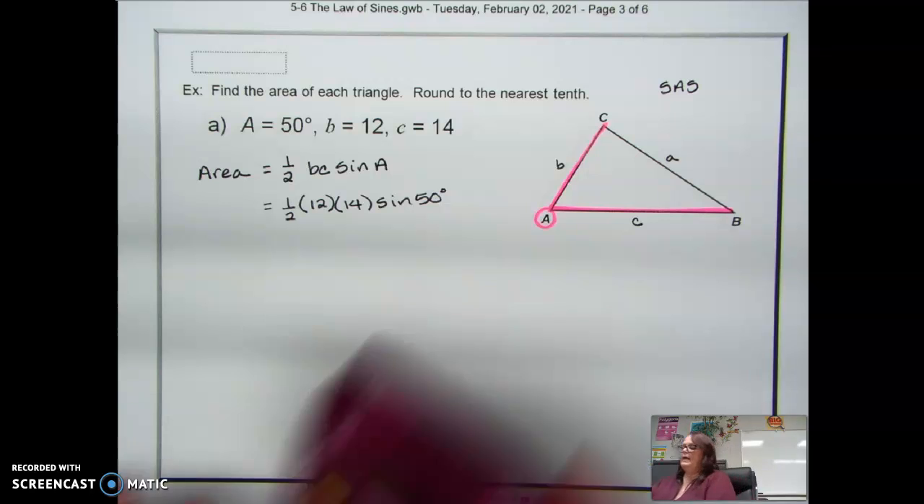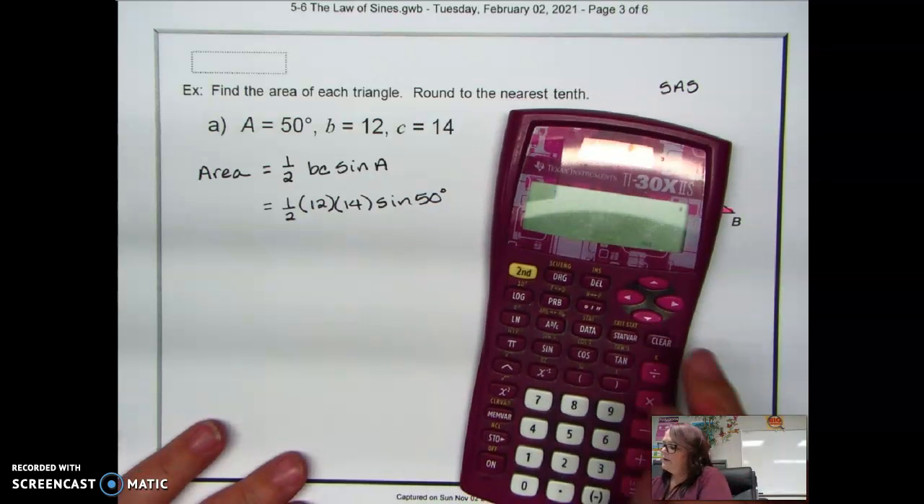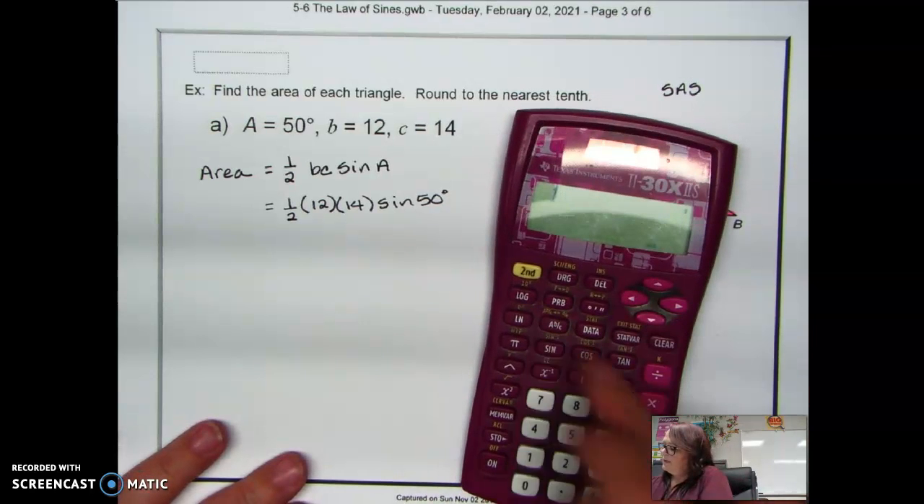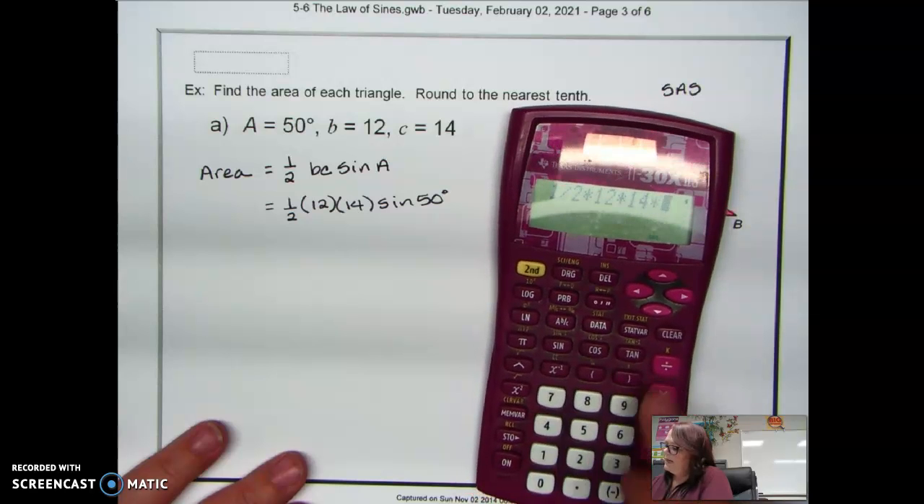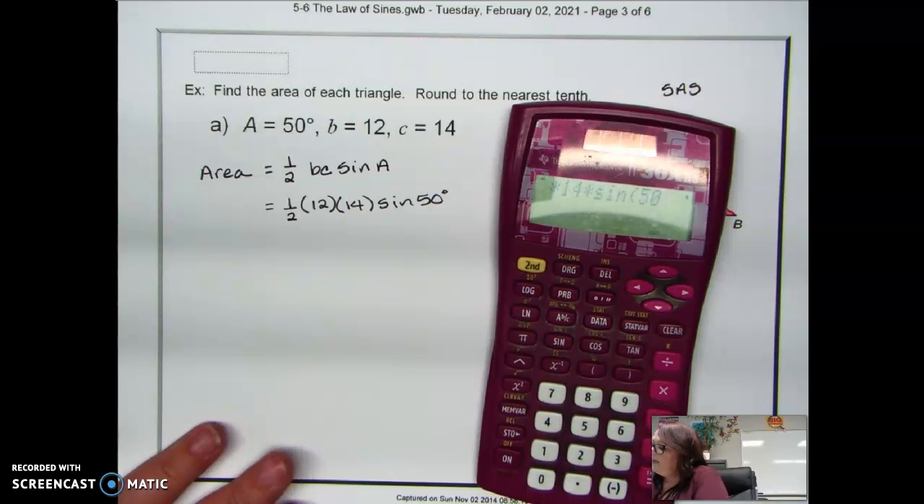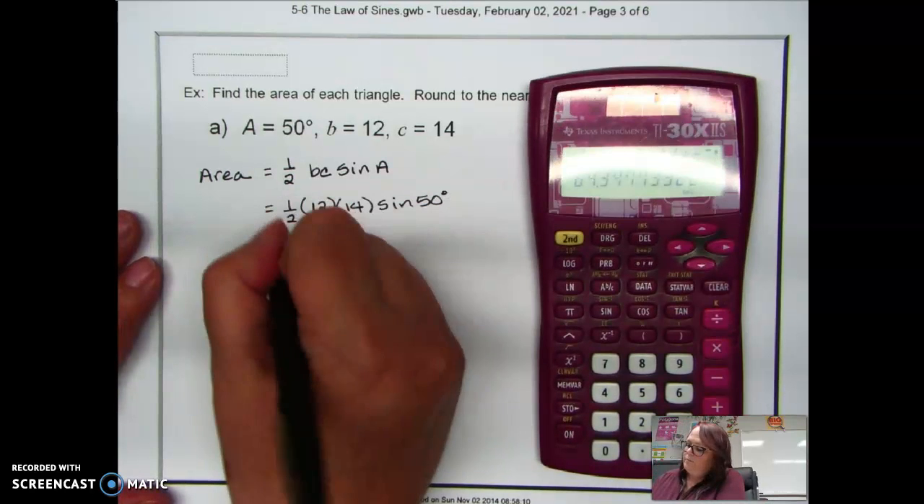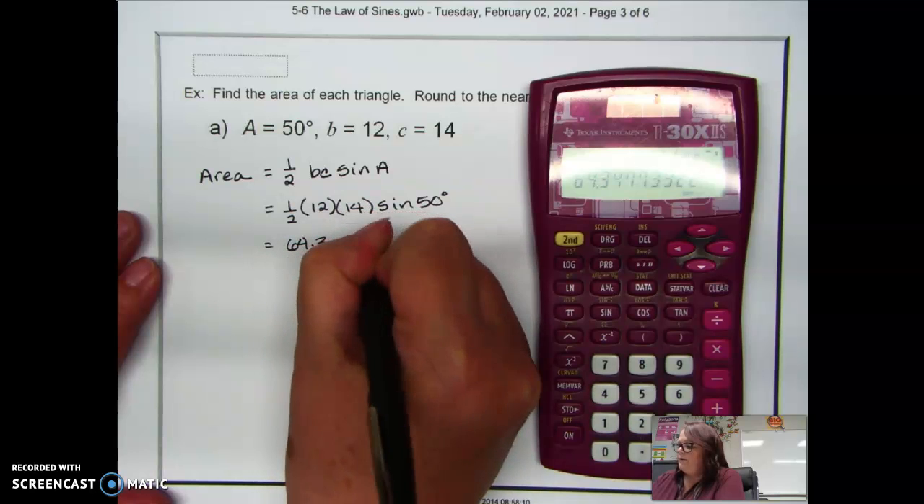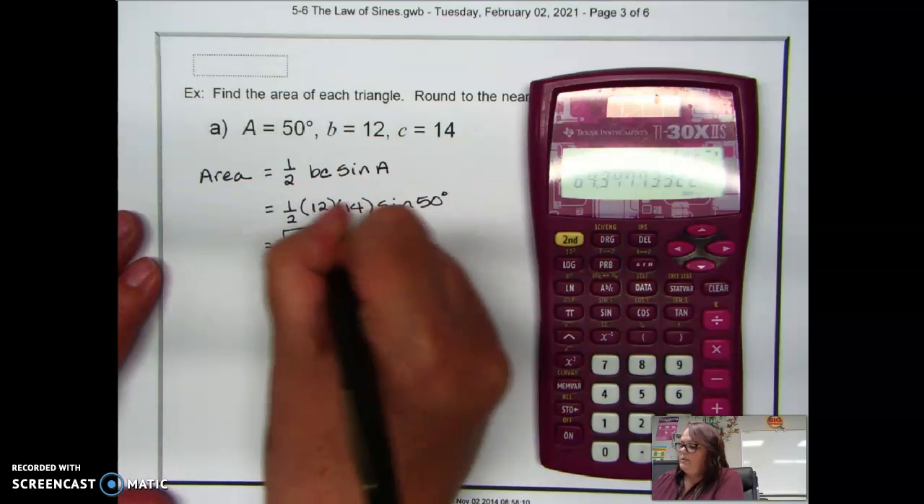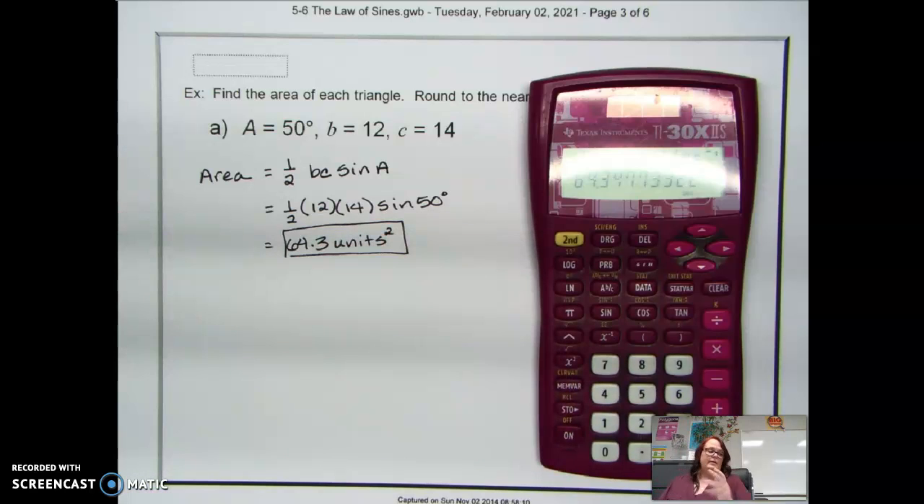And so we're going to plug that into our calculator. And so we get 1 divided by 2 times 12 times 14 times the sine of 50. And that gives us 64.3. And that would be units squared. So if we had centimeters, that would be square centimeters or square inches. It depends on what unit we're dealing with.